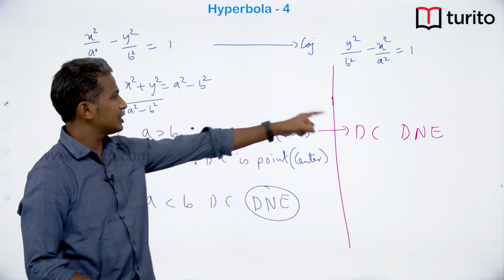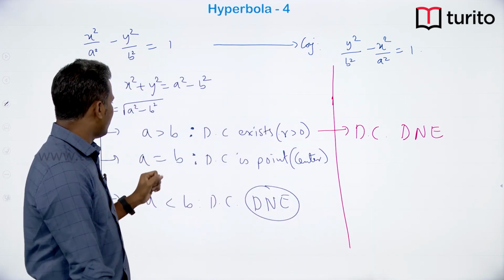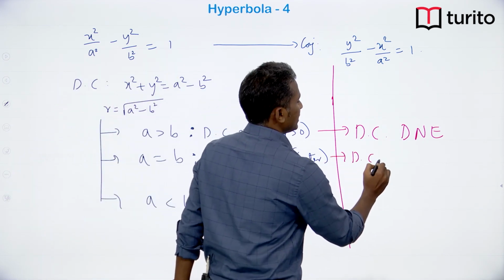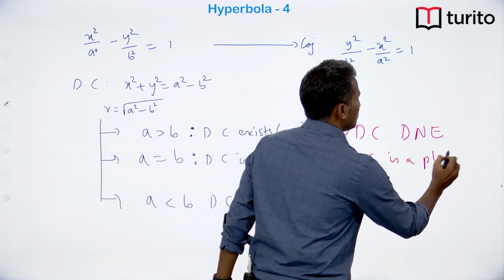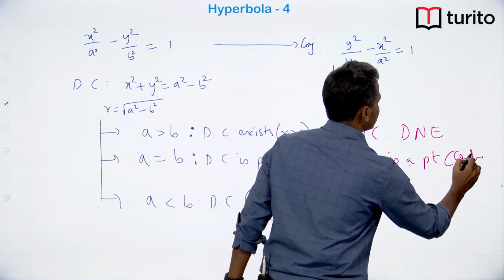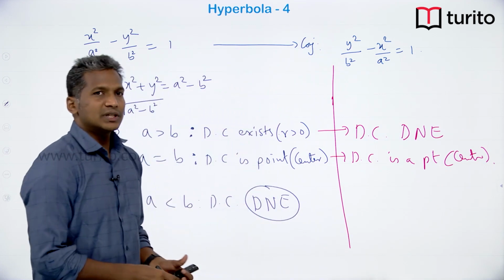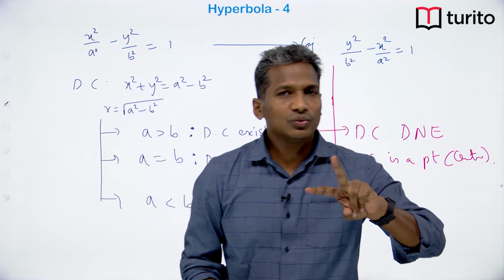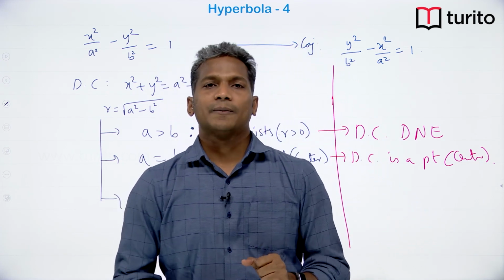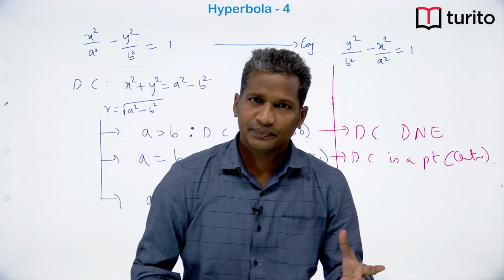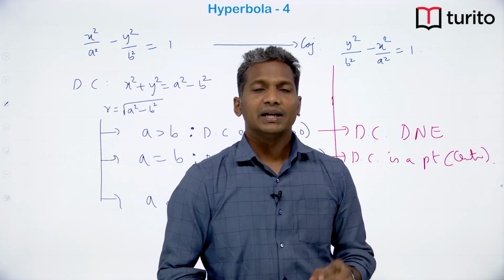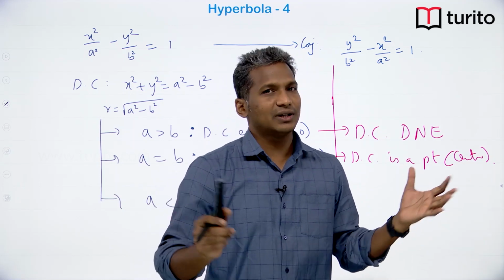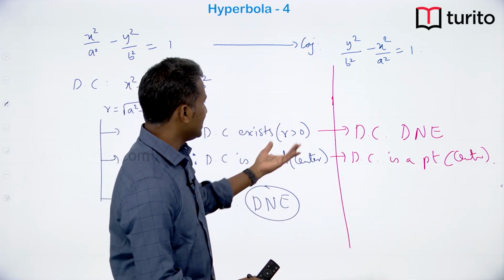Director circle for the conjugate does not exist. Now when A is less than B, it is the same case. The director circle is a point, and that point is its own center. Suppose I make a statement that there are two mutually conjugate hyperbolas and for both of them the director circle exists. It means both hyperbolas must be rectangular hyperbolas, because here the nature is reversed.